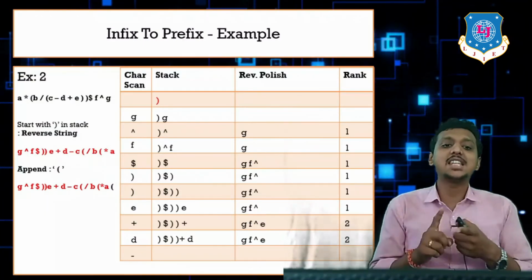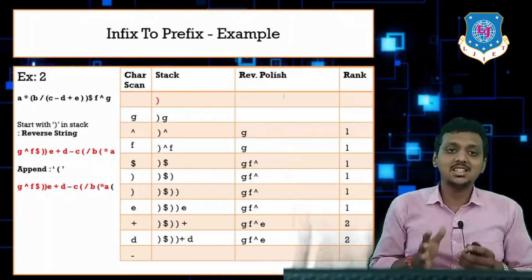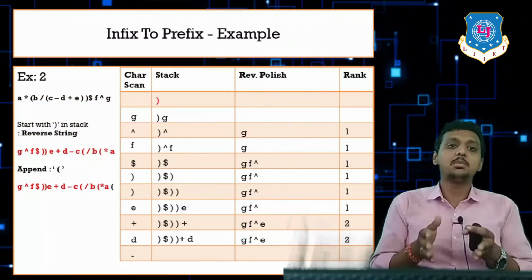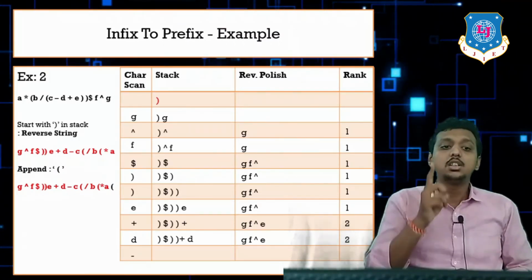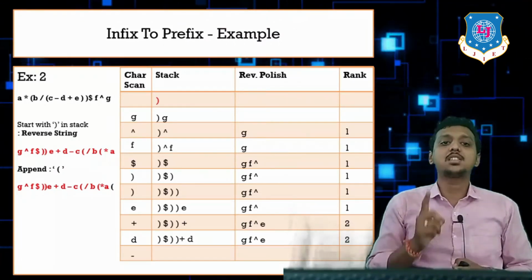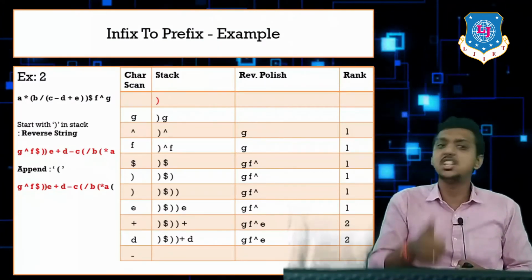Plus remains as it is in stack. Okay, plus remains as it is in stack. If you remember, the table starts with 2 1 4 3. So here, outside the stack the plus minus contains two precedence. Inside the stack plus minus contains one precedence.